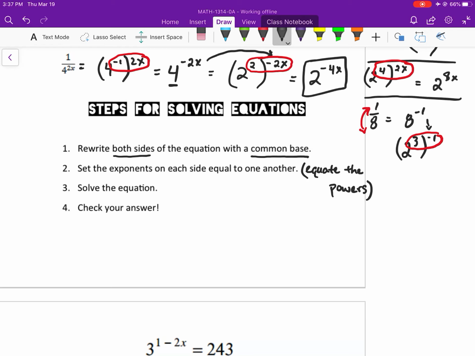Number 3, we're going to solve the equation, and then number 4, of course, check your answer. Probably the most important step right here, check your answer, because it's most often the most skipped step here in these.